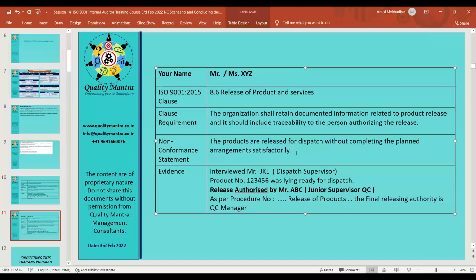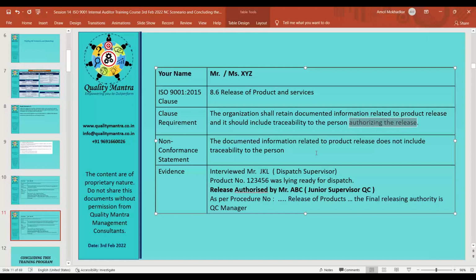And now what will be the non-conformance? The documented information related to product release does not include traceability to the person authorizing the release. सेम टू सेम लिखना है आपको, कोई ये नहीं करना है.